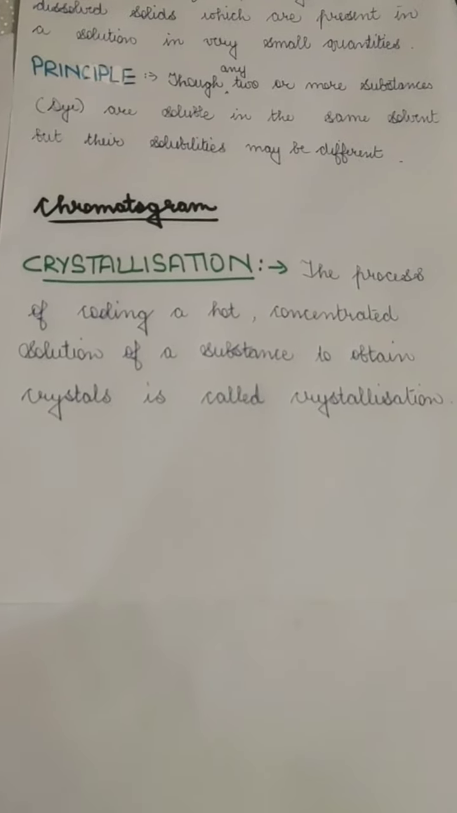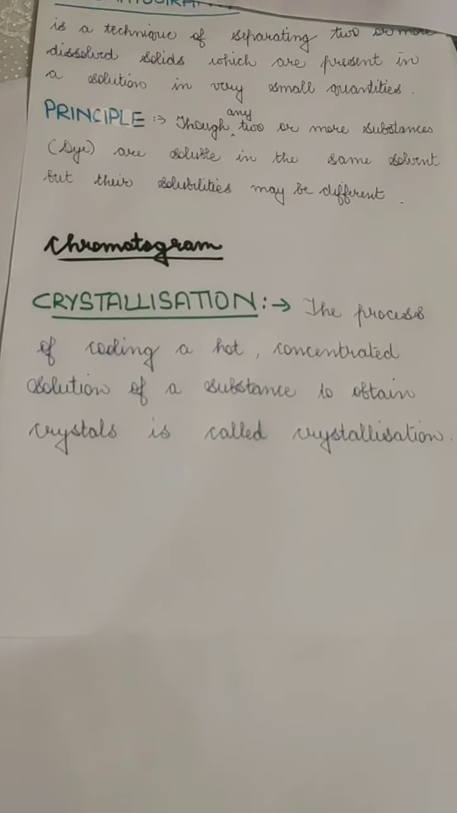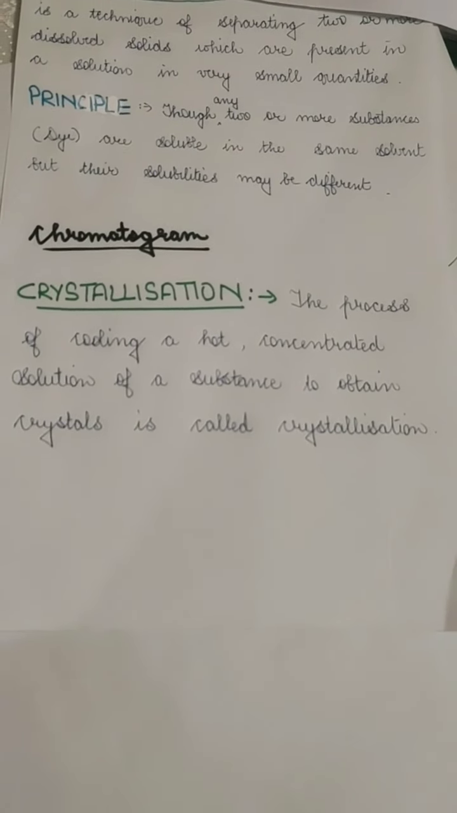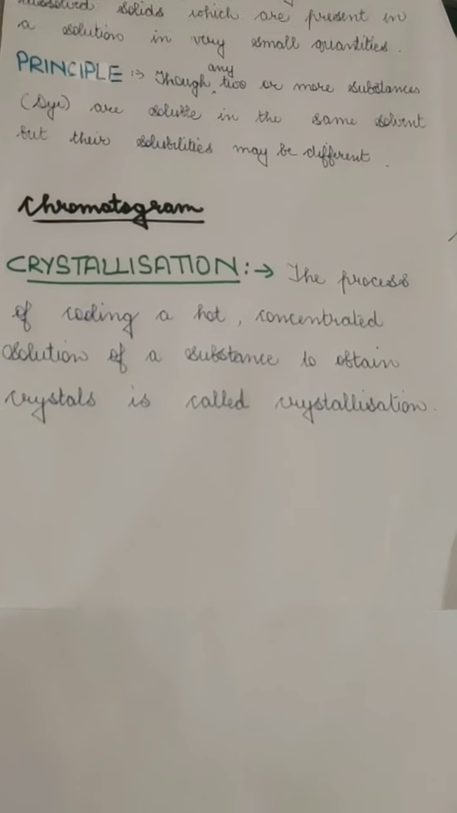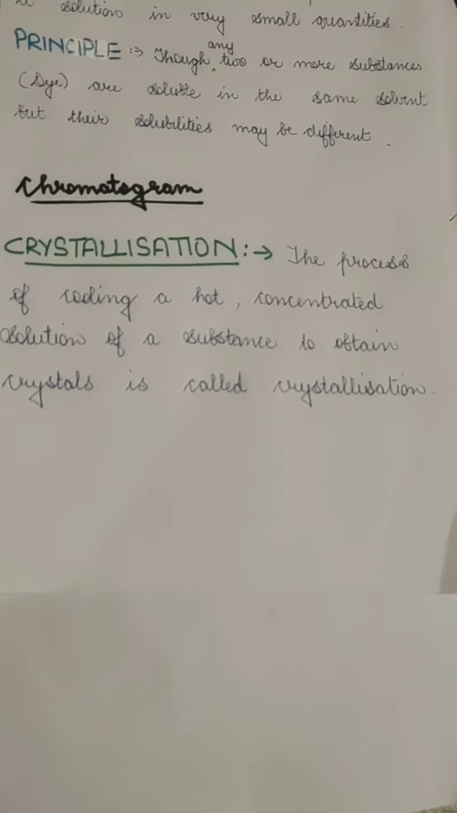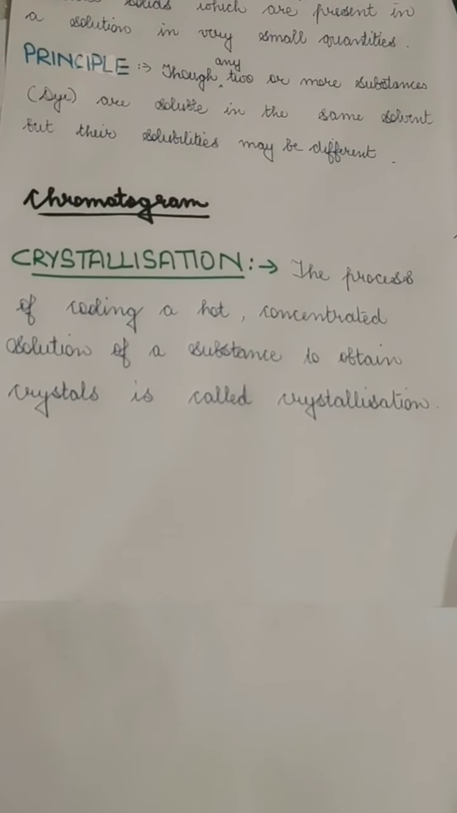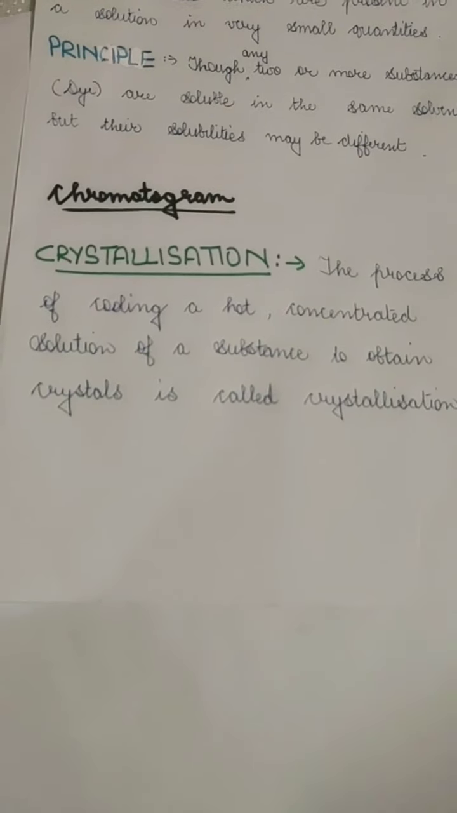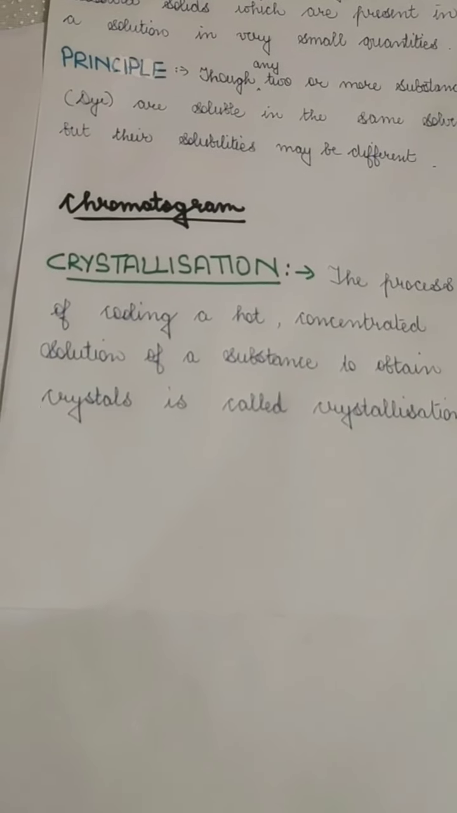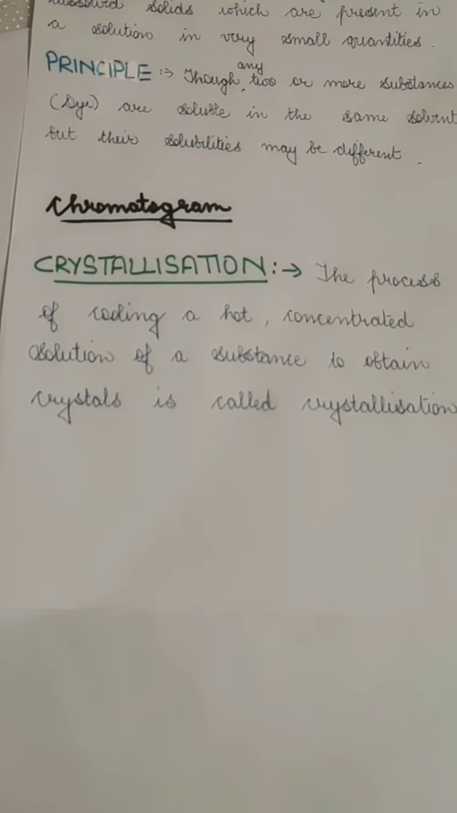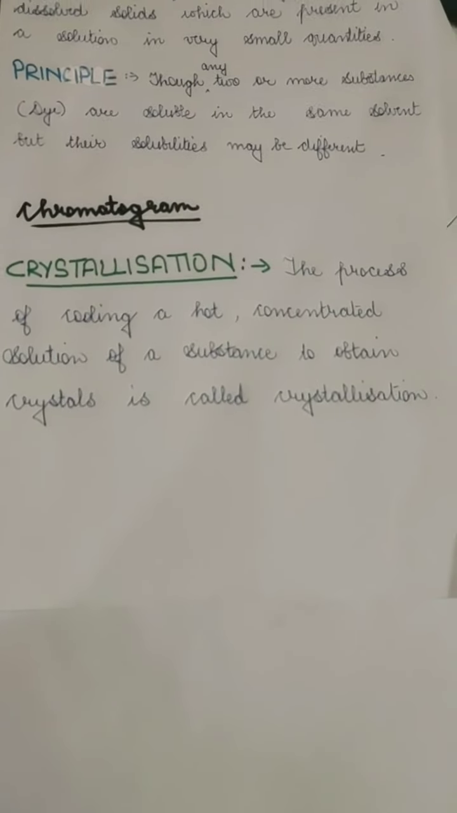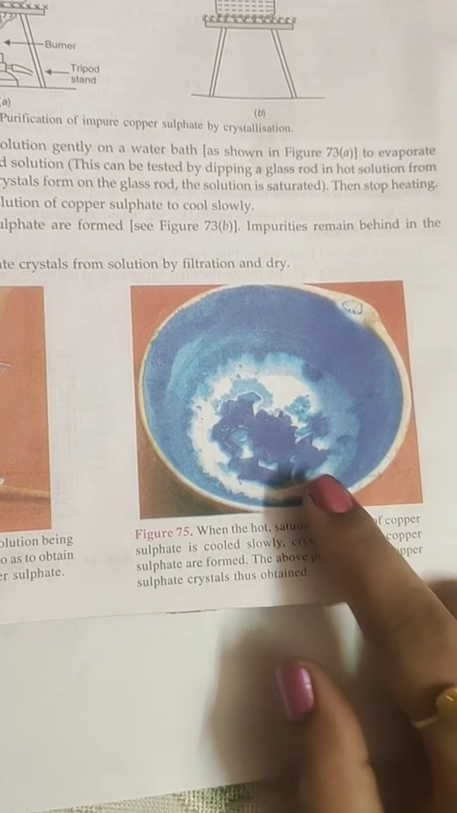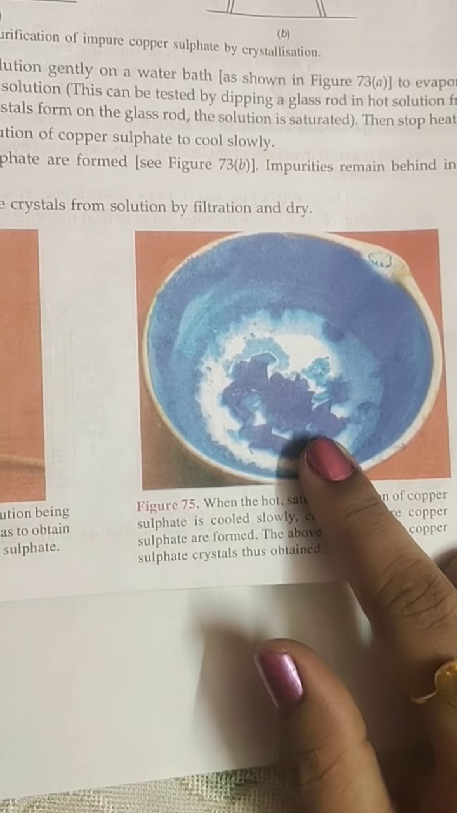Now this is done to purify the crystals, like if we have crystals of copper sulfate. Copper sulfate is a salt which is of blue color. I will show you a little picture of copper sulfate since I have a book here. So this kind of pieces are of copper sulfate, as you can see here.